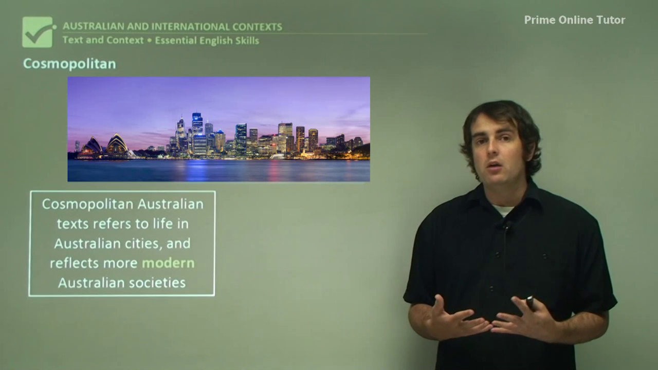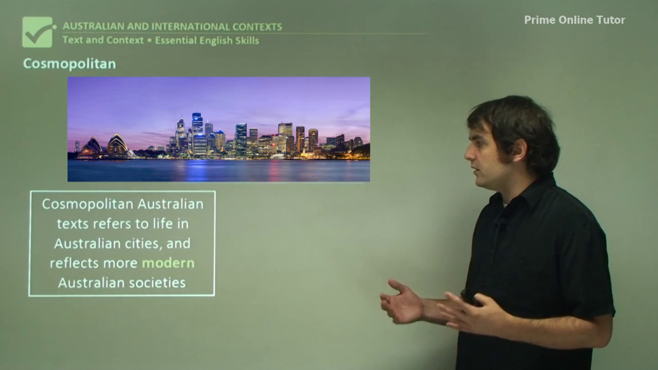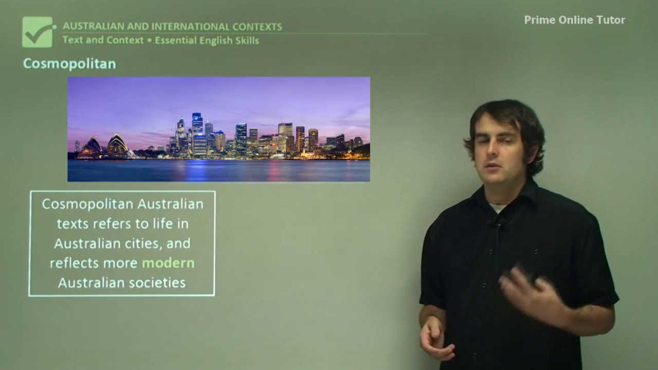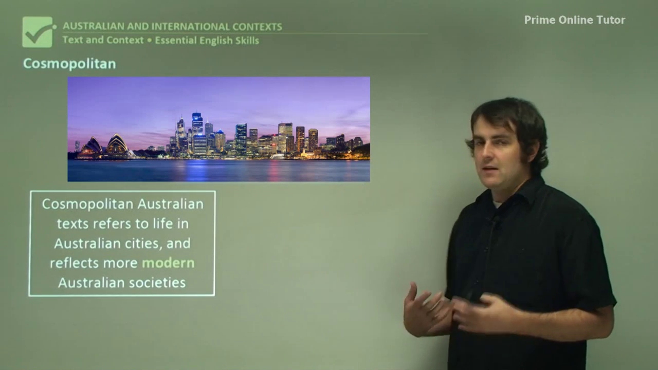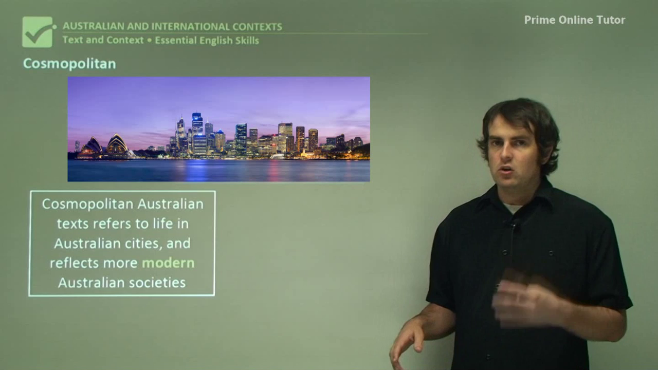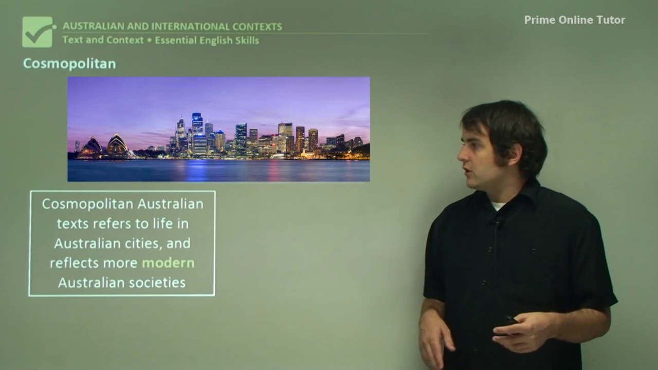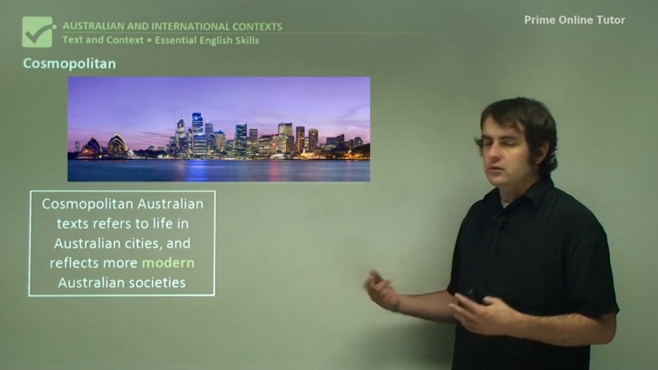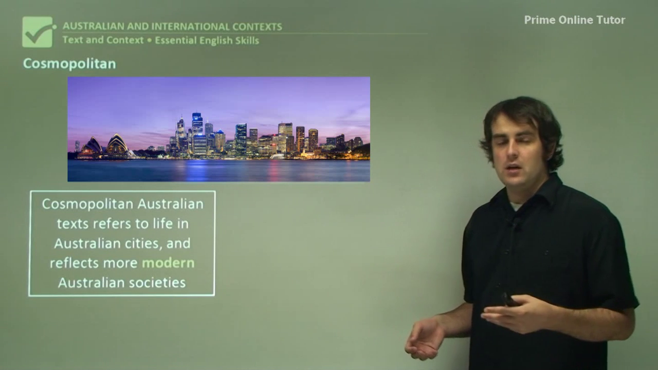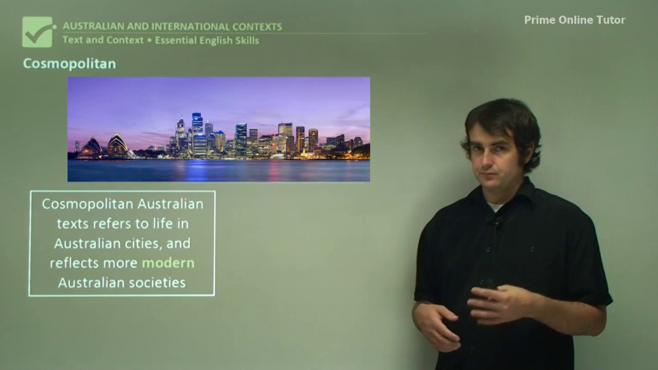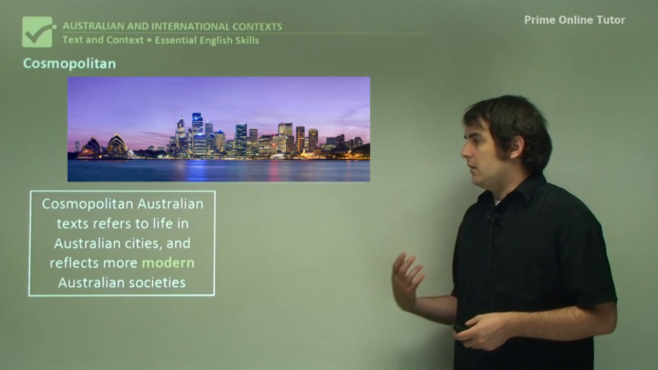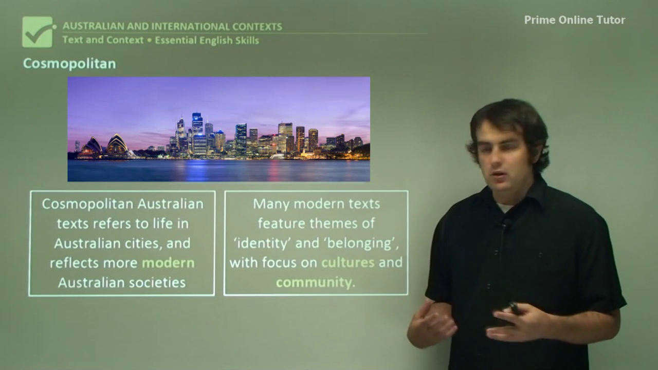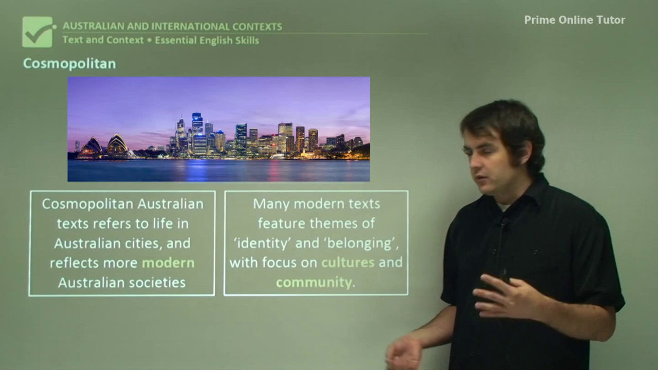Looking at the cosmopolitan side of Australia's culture, it refers to life in Australian cities and reflects more modern Australian society. So they're ones that are going to be a lot more recognisable to you. Most of them have been fairly recent texts and incorporate a number of different perspectives. One thing which is key is multiculturalism, and certainly modern cosmopolitan Australian texts refer to that multiculturalism and that connection with a number of different values and attitudes. Many of them feature themes of identity and belonging and focus on cultures and communities. So as I mentioned, that multiculturalism comes in.